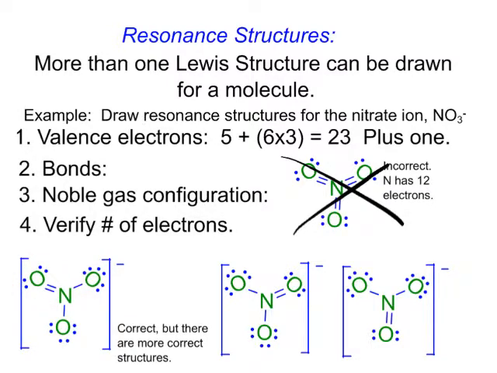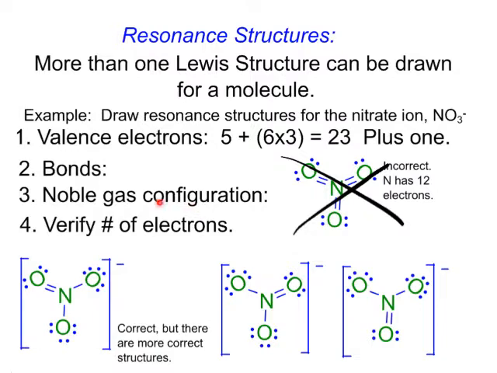And when we count, we have 2, 4, 6, 8 electrons around nitrogen, and that satisfies its octet. So this is correct, but there are 2 other ways we can draw this. If you look over here, the oxygen that has the double bond is up, to this side on the nitrogen, and in this case, the oxygen with the double bond is here in the structure. So we say that there are 3 different resonance structures that can be drawn for the nitrate ion.